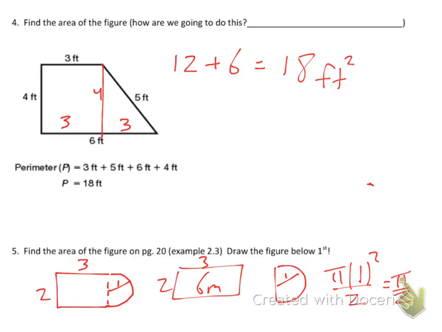So, the answer: 6 plus pi over 2 meters. Done. Remember, we're not trying to go decimals here. Avoiding them with all we have.